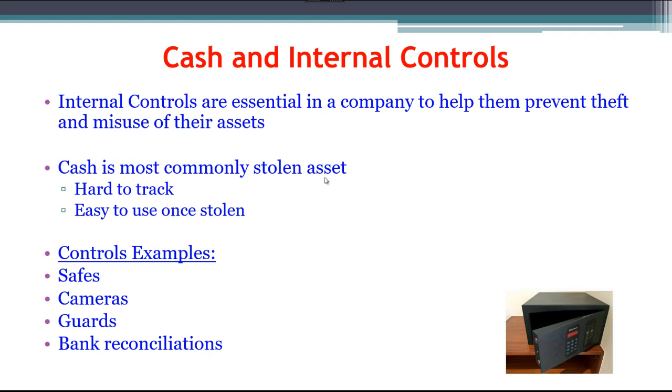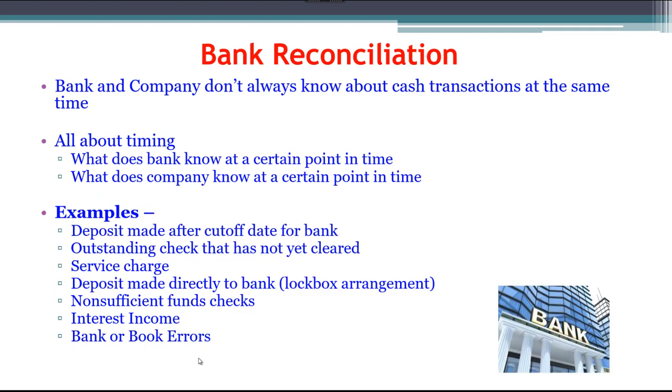So cash is the most commonly stolen, and because of this, we really want to have strong internal controls in place for it. Some common examples would just be safes. If you do happen to have a lot of cash on hand, have safes. Now again, you have banks, you have casinos, they might have a lot of cash on hand, but that's about it for the most part. Safes, cameras to record what's going on, guards, of course, and bank reconciliation is the control we're going to talk about today.